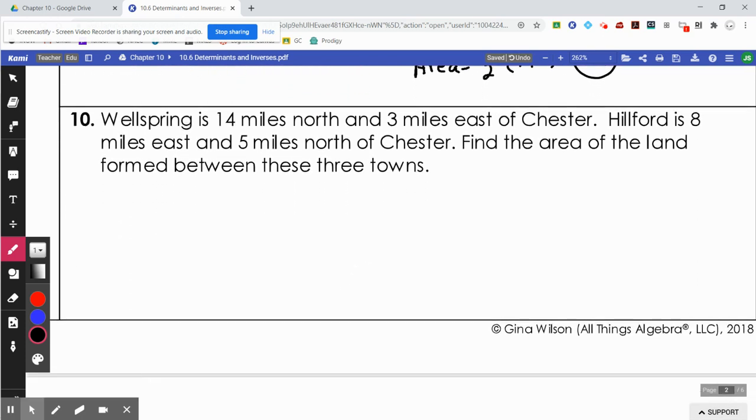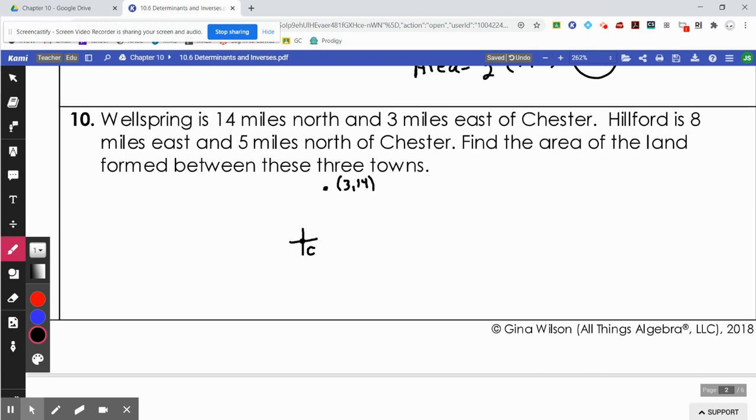Wellspring is 14 miles north and 3 miles west of Chester. Hilford is 8 miles east and 5 miles north of Chester. Find the area of the land formed between these three towns. So first off, we're going to let Chester be at the point 0, 0. Wellspring is 14 miles north and 3 miles east. So we're going to go up 14 and over 3. So that's going to be located at the point 3, 14.